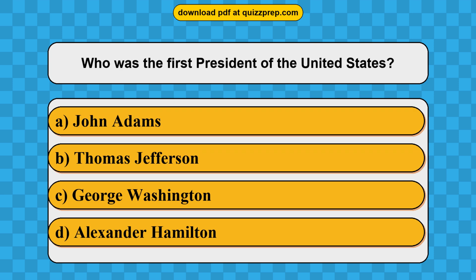Question 62. Who was the first President of the United States? Option A, John Adams. Option B, Thomas Jefferson. Option C, George Washington. Option D, Alexander Hamilton. The correct answer is option C, George Washington.